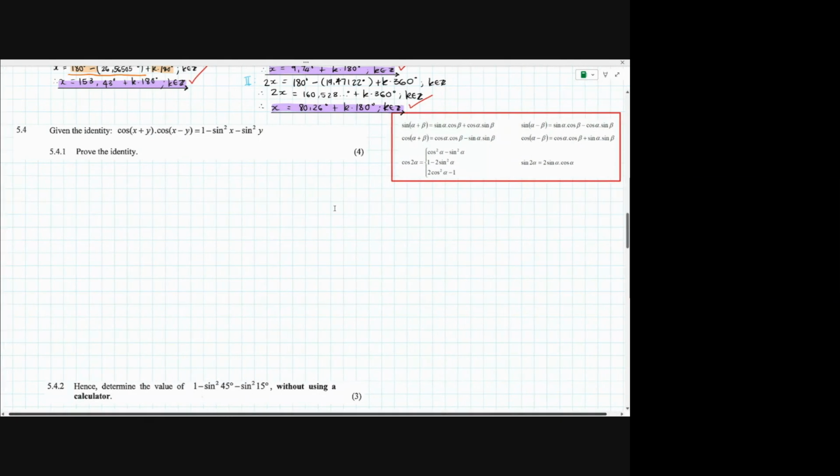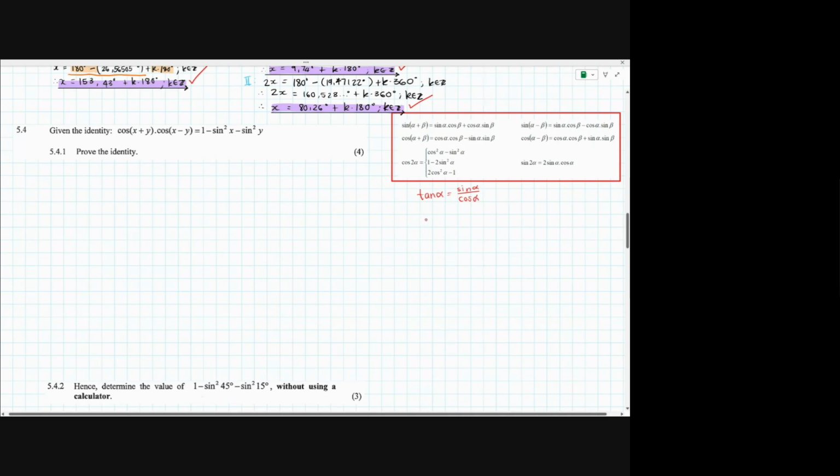Just very quickly in terms of identities. Firstly, all of the identities in the red rectangle are on your formula sheet. The only ones that are not on your formula sheet are the ones that you learned in grade 10 and grade 11. So the tan identity, the one that we literally just used to solve our equation, as well as the square identity.